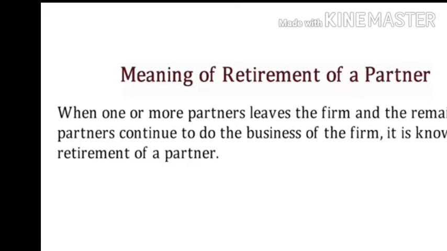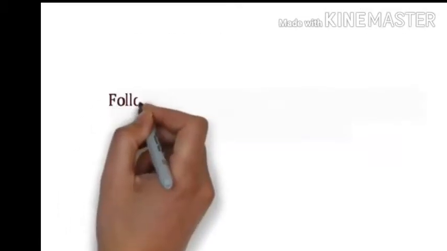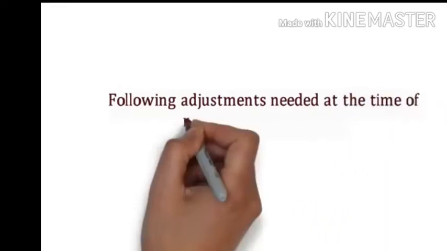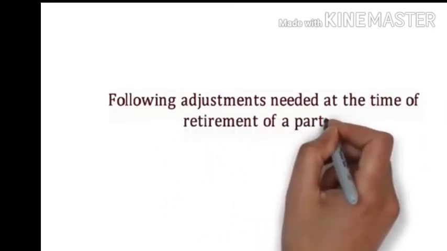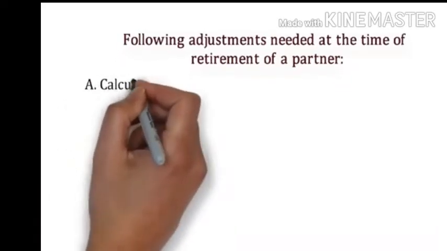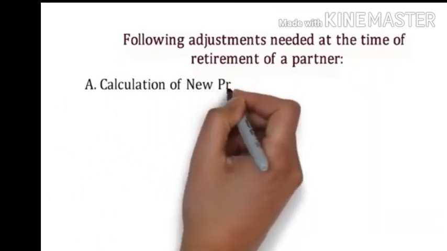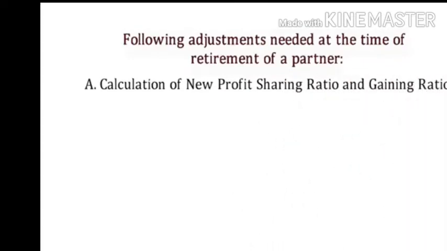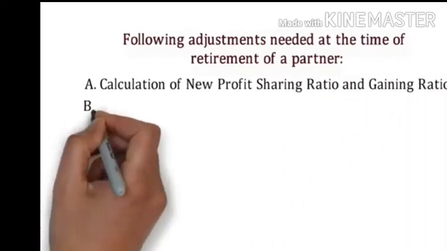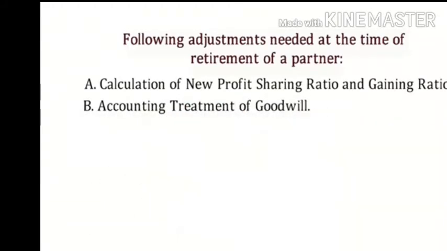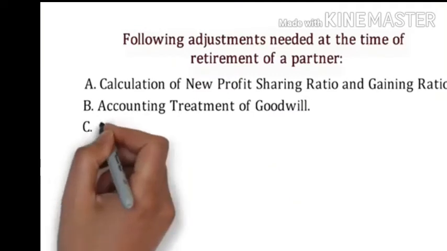That means one partner among the partners retires from the firm and other partners continue the business activity, which is called retirement of the partner. Now the following adjustments are needed at the time of retirement. Number 1, calculation of new ratio, that is new profit sharing ratio and gain ratio. Why gain ratio? Because when a partner leaves, the other partners enjoy the gain in ratio.